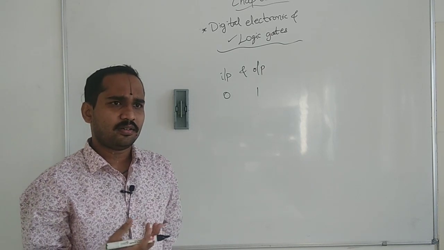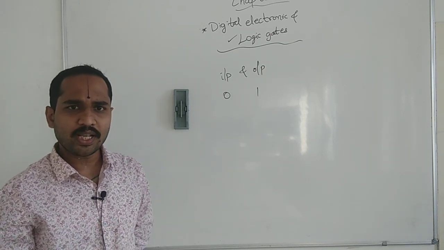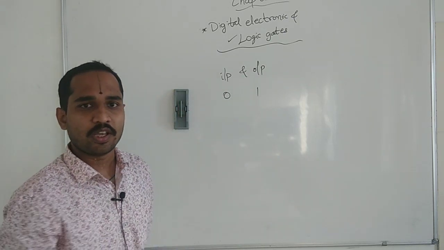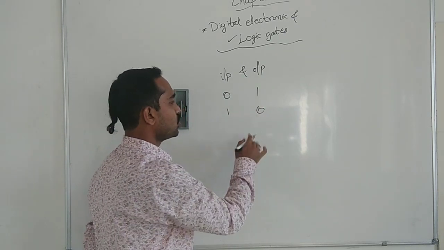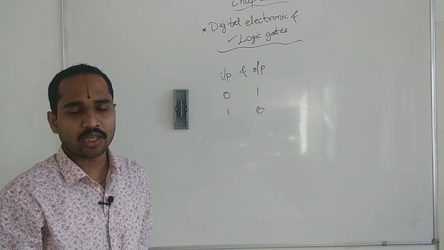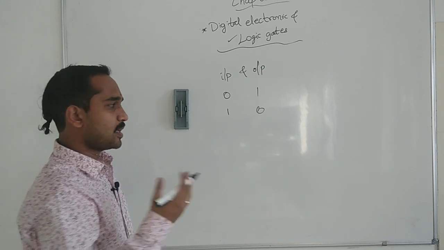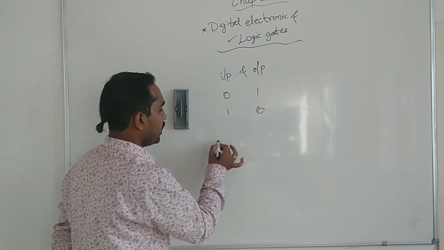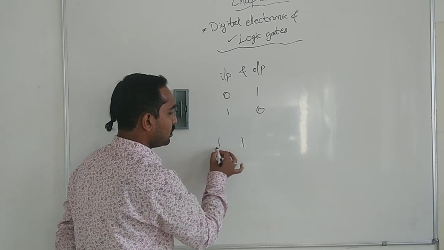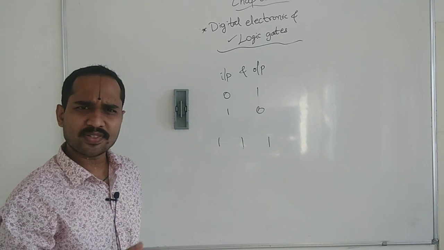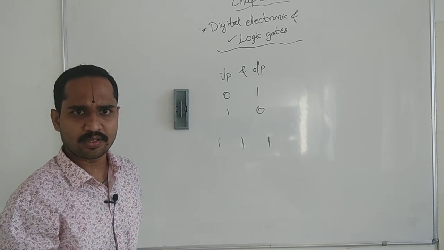I can prepare such a device where if I give 0 as the input, it should show 1 as the output. If I give 1 as the input, it should show 0 as the output. Such a device I can form. And if there are two inputs, and I give both the inputs as 1, the output should be 1. I can have some logical relationships like this, isn't it?